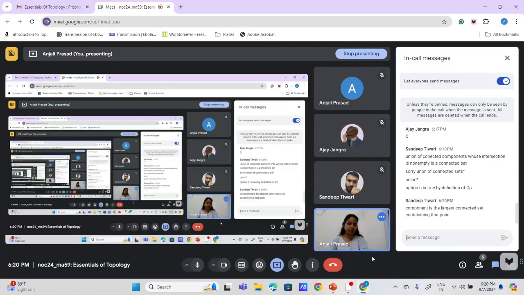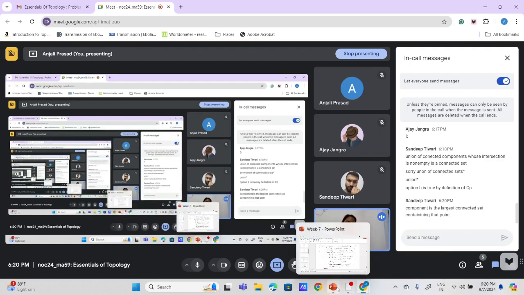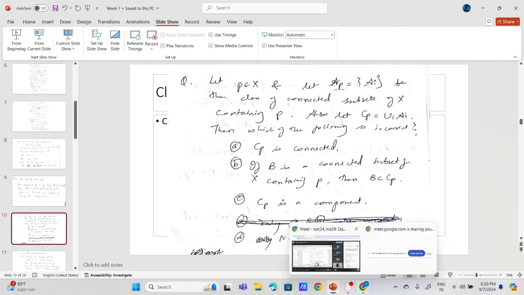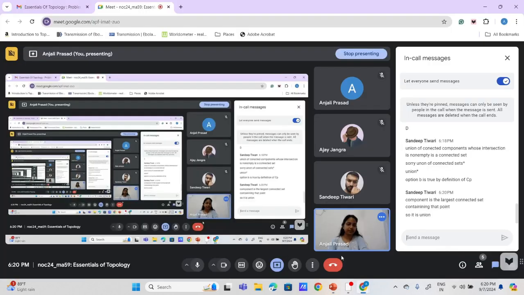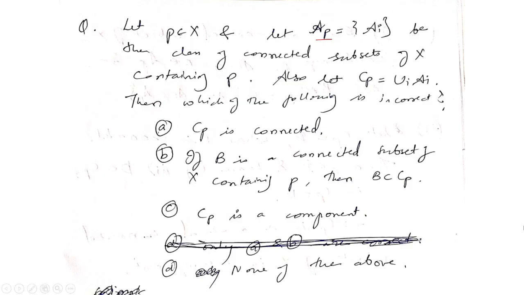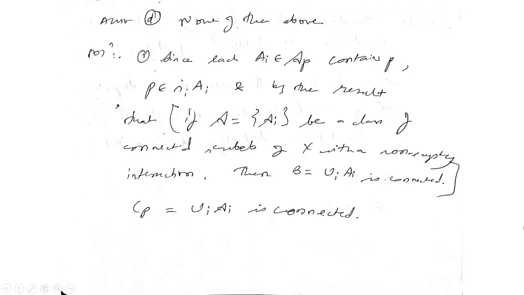Yes. So how will we conclude it? If a component is the largest connected set containing that point, then yes, it is a union. So obviously, fine. So you are getting it right. So let's see the answer. So the correct answer is none of the above.